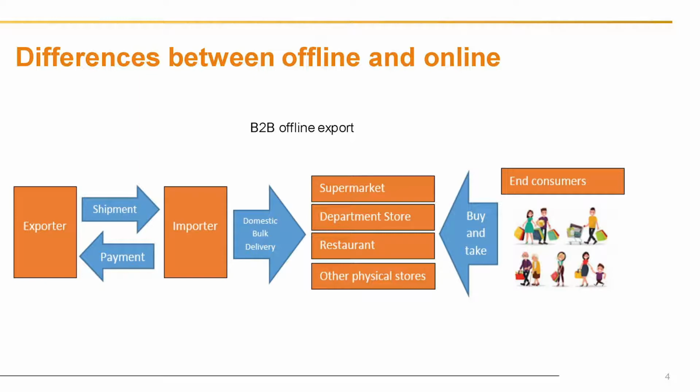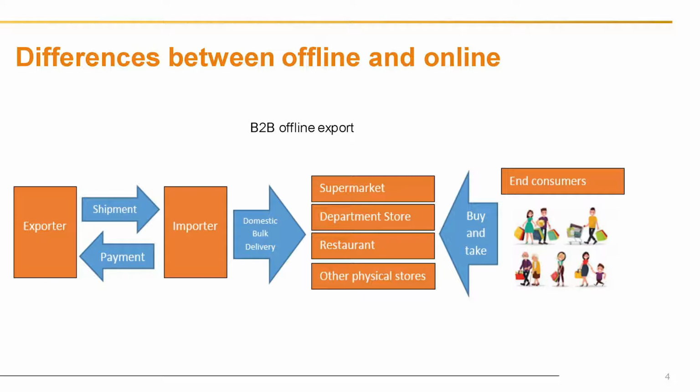But there's one point I do want to make. You can see in the middle there's the importer, and the importer actually does the delivery, does the promotion, and does basically everything on behalf of the exporters. And the consumer goes to the physical store, they can see, touch, feel the product, and then bring it home. That's what we call traditional B2B export.